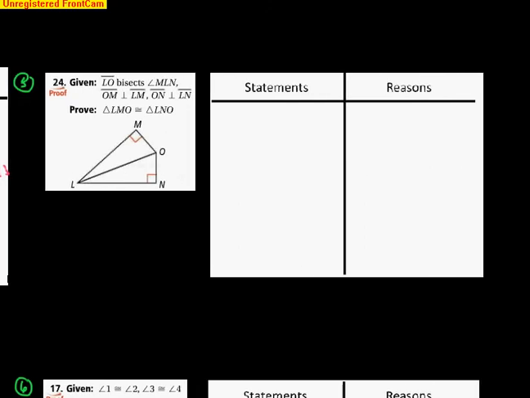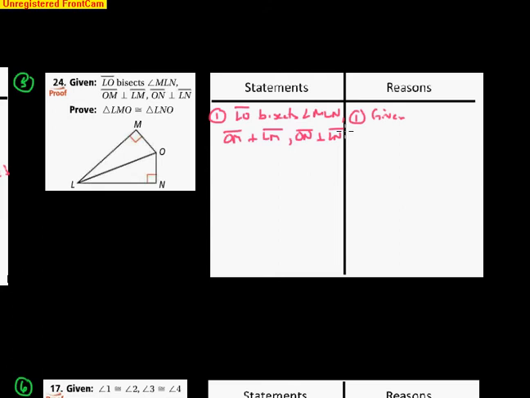Okay, number five here. Alright, so again, another proof. Let's start with our given. Segment LO bisects angle MLN. Segment OM is perpendicular to LM. And segment ON is perpendicular to segment LN. That was all given. And again, we're trying to prove triangles congruent here.